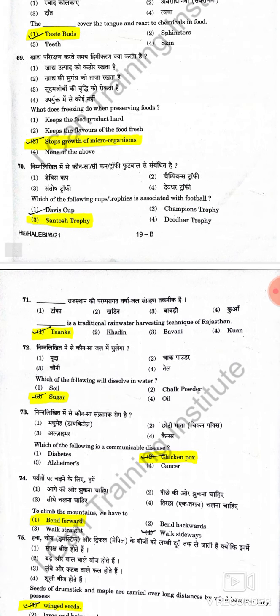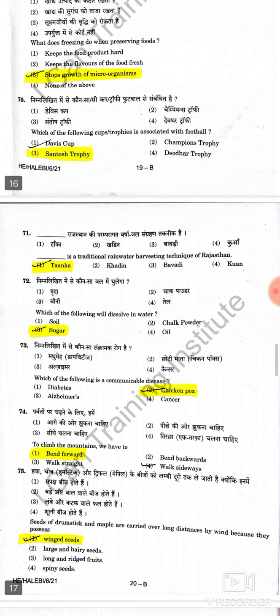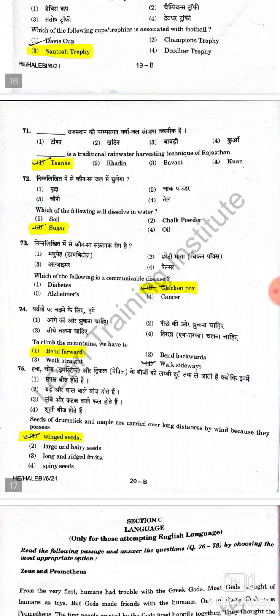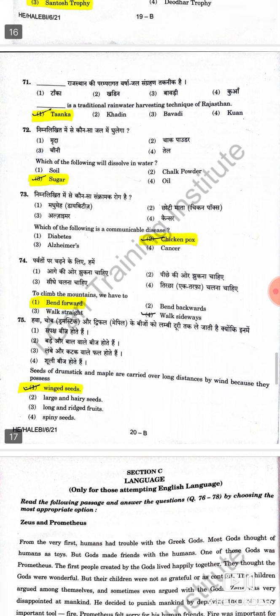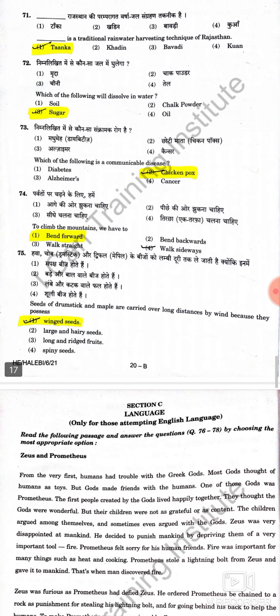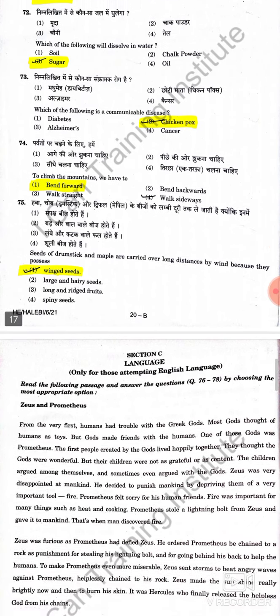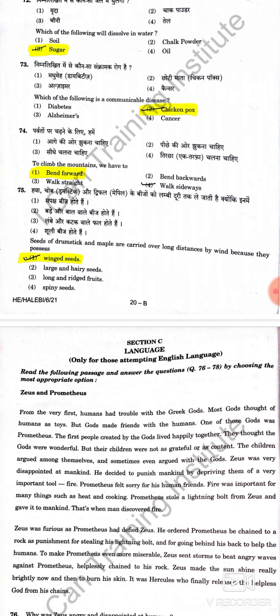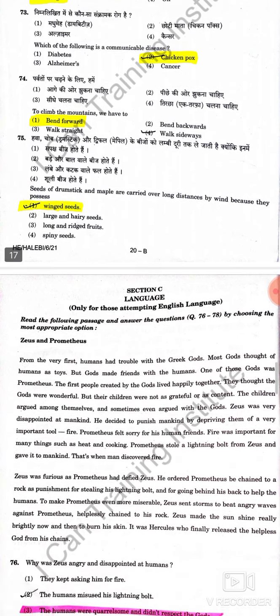Question number 70. Which of the following cup trophies is associated with football? And the answer is option number 3. Question number 71. Dash is a traditional rainwater harvesting technique of Rajasthan. And the answer is option number 1. Question number 72. Which of the following is dissolved in water? And the answer is option number 3. Question number 73. Which of the following is a communicable disease? And the answer is option number 2.